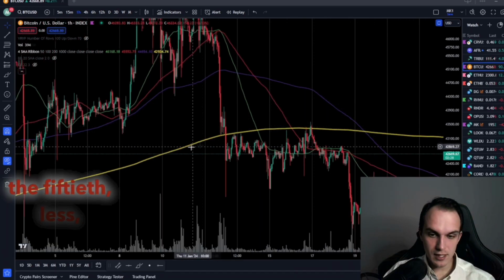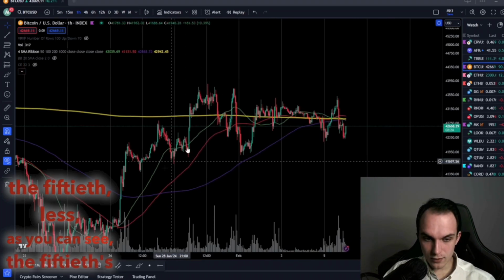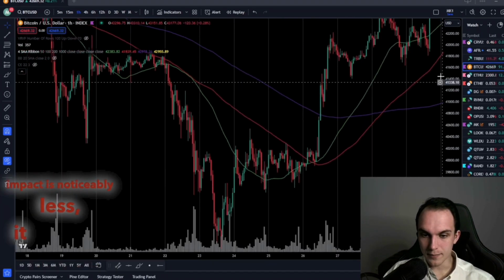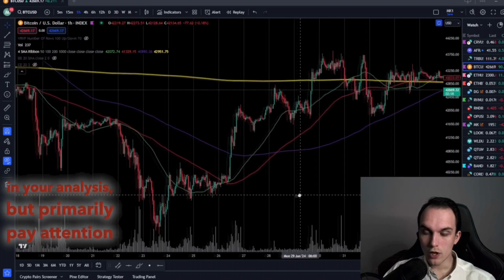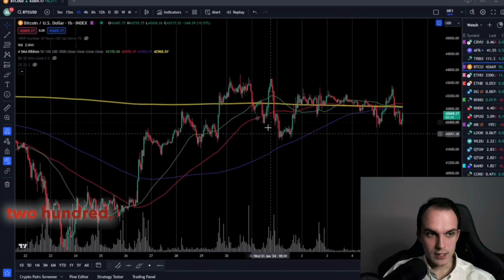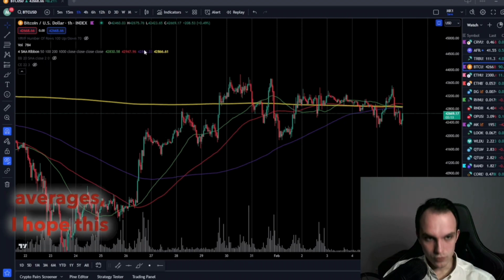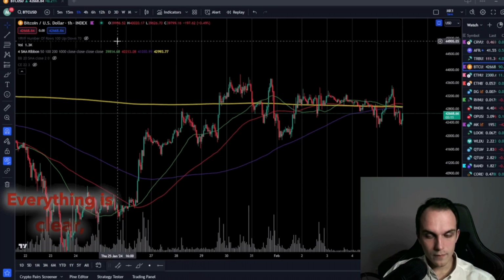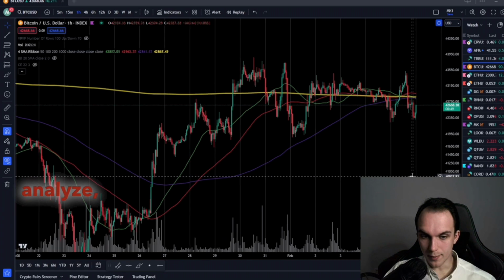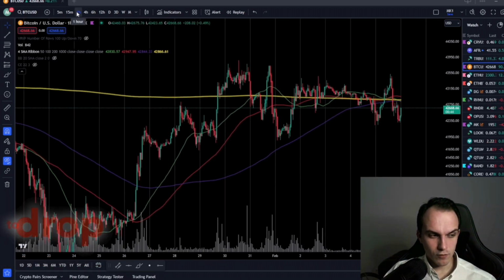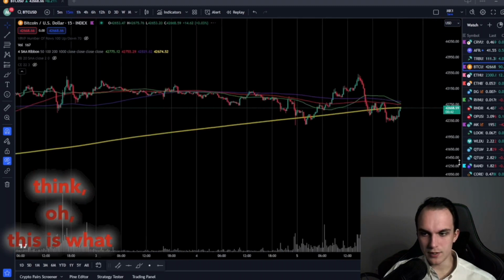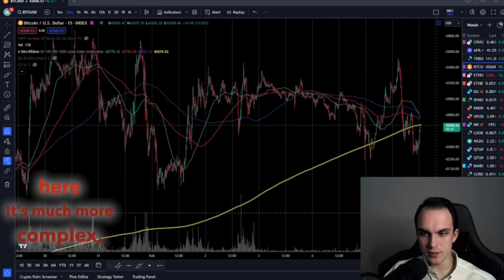The 50th is less, as you can see. The 50th's impact is noticeably less. It can also be included in your analysis, but primarily pay attention to the 1000, 200, and 100 moving averages. I hope everything is clear on this. We will watch and analyze starting with roughly an hourly time frame. You should not drop to 15 minutes and think, oh, this is what we have here. It's much more complex, guys.